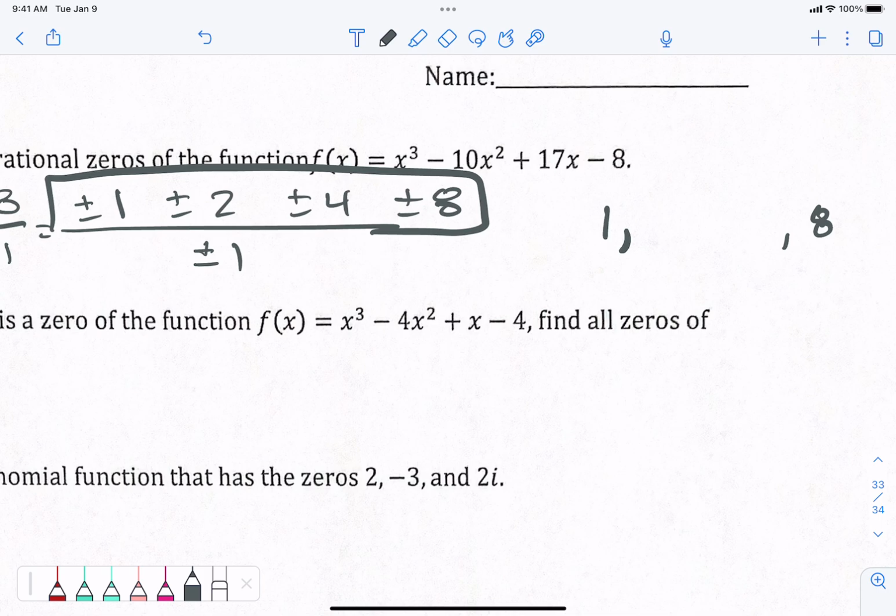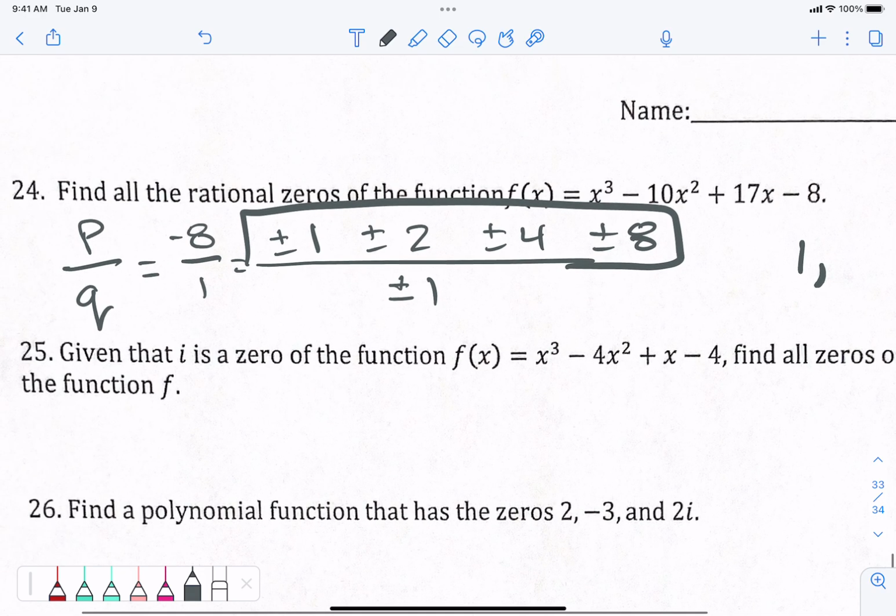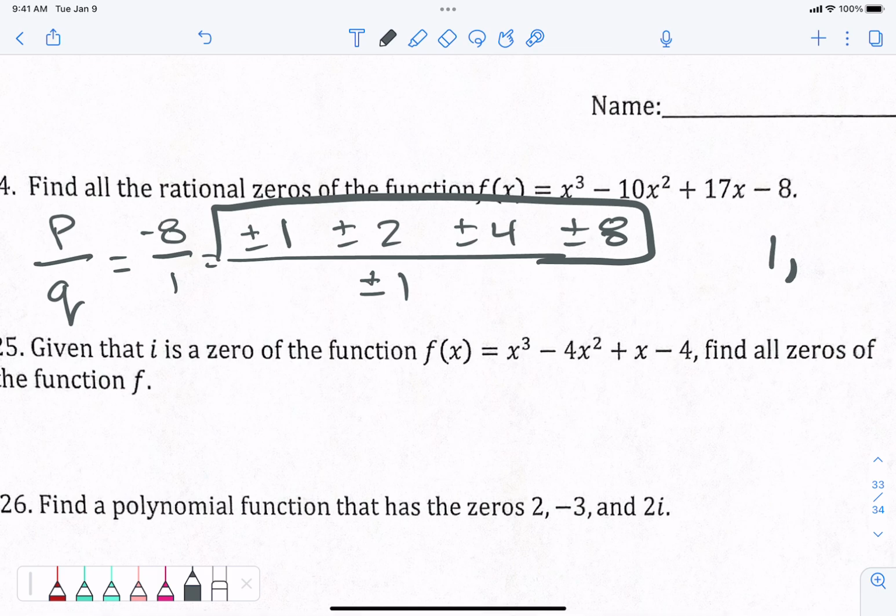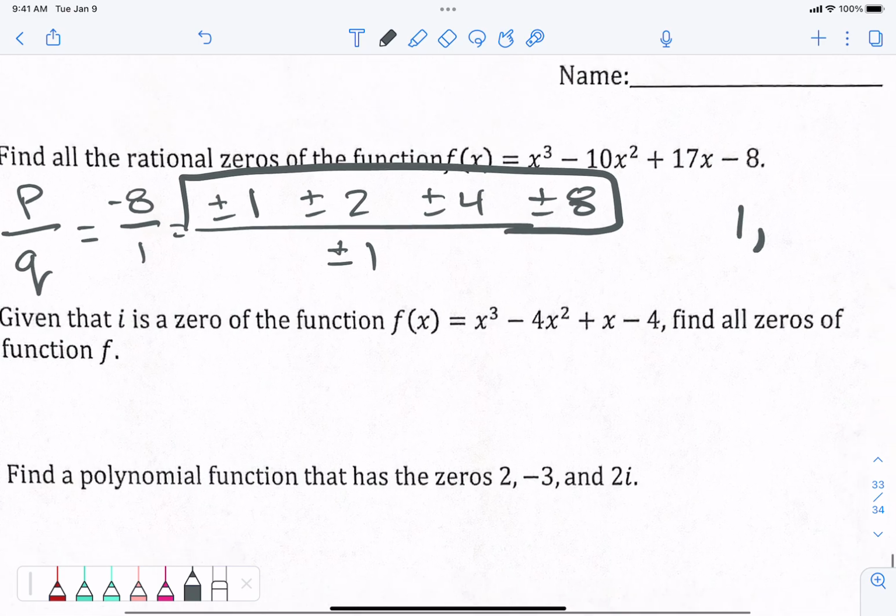Negative 8 doesn't work. So we've got 1 and 8 as the rational ones. There should be one more, but it might be a multiplicity thing, or it might be 0. No, it's not 0.